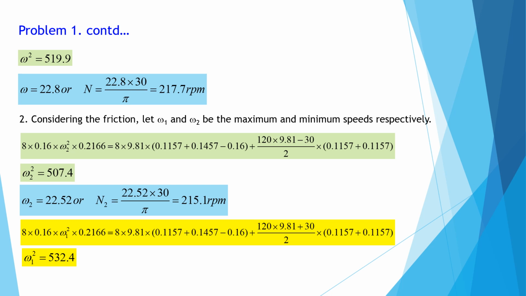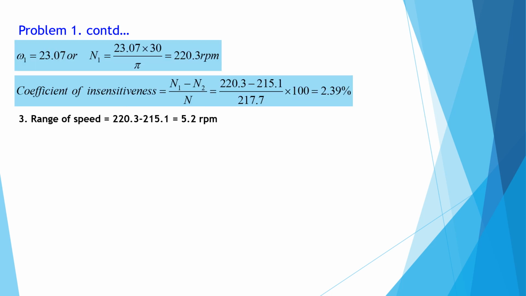Then considering the friction, we calculate omega 1 and omega 2, the maximum and minimum speeds respectively. For omega 2, when the speed is reduced, the friction force is minus 30. And in the second case, when we get omega 1, when the speed is increased, the friction force is positive. Here, N2 is equal to 251.1 rpm and N1 is equal to 220.3 rpm.